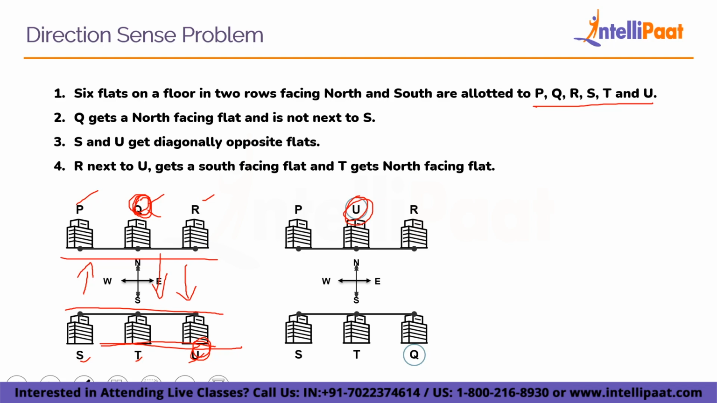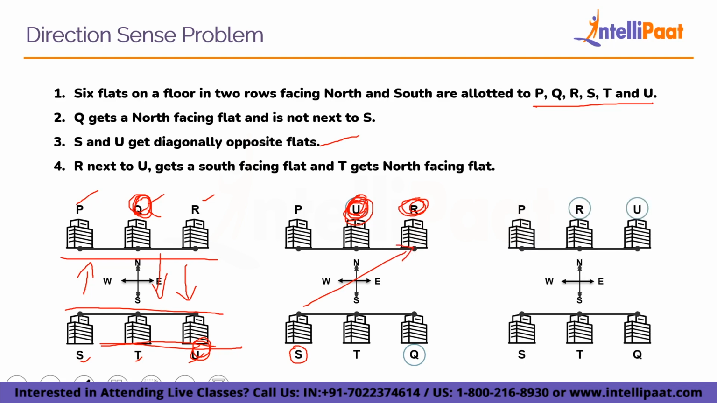And now let's read our third statement, which says S and U get diagonally opposite flats. So let's check that. This was not in the correct order. So according to the third statement, flat U should be somewhere here, so these will be diagonally opposite flats. Just change that. As you can see, I have changed these two. Now our first, second and third statements are covered.